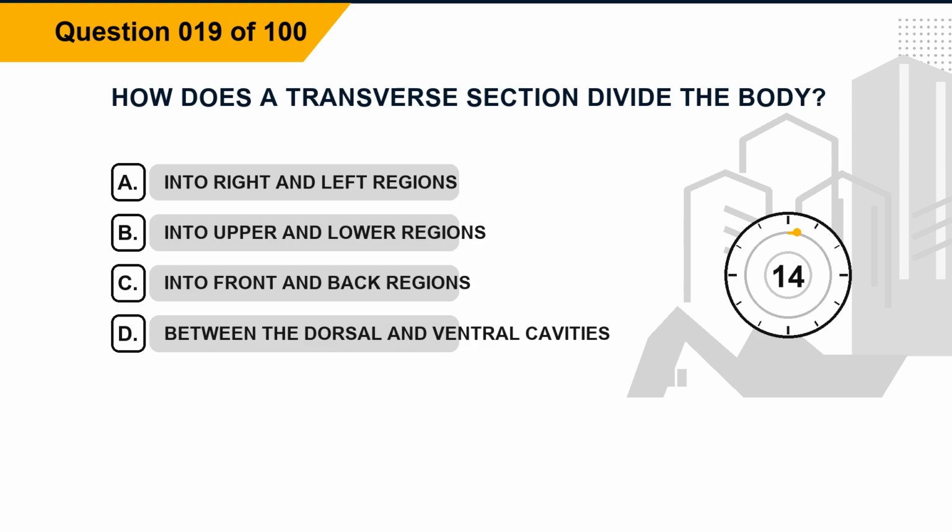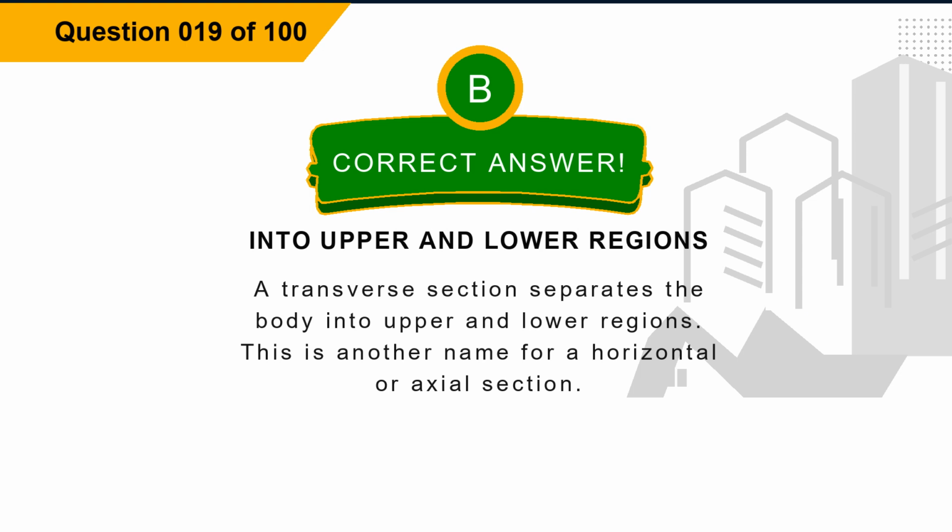Question 19. How does a transverse section divide the body? Option A, into right and left regions. Option B, into upper and lower regions. Option C, into front and back regions. Option D, between the dorsal and ventral cavities. The correct answer is option B, into upper and lower regions. Explanation: a transverse section separates the body into upper and lower regions. This is another name for a horizontal or axial section.